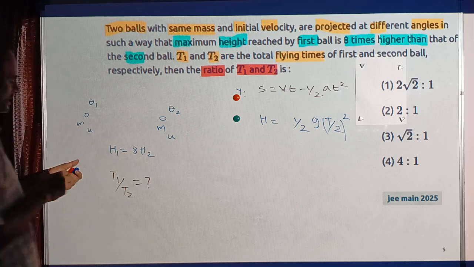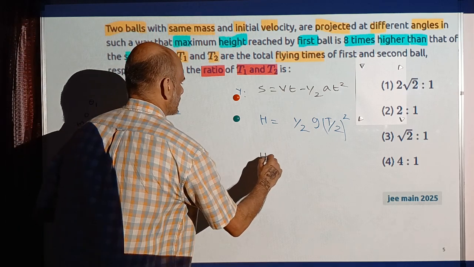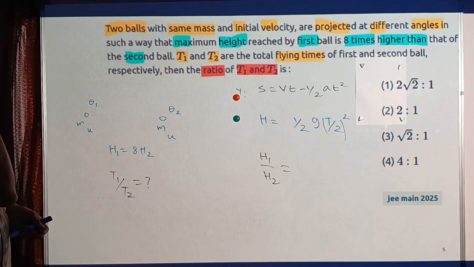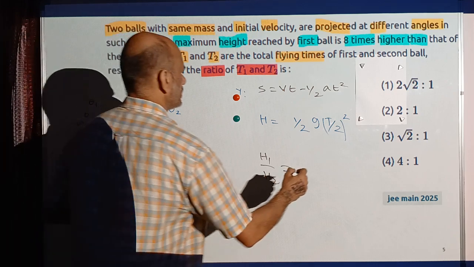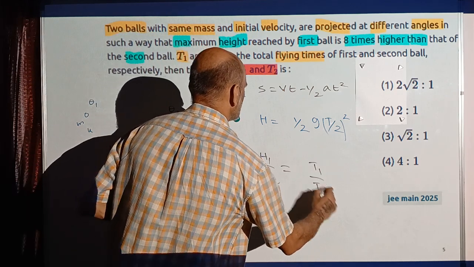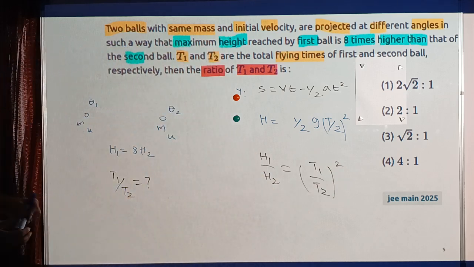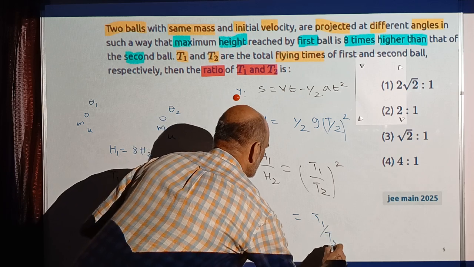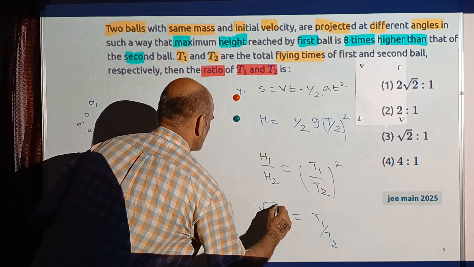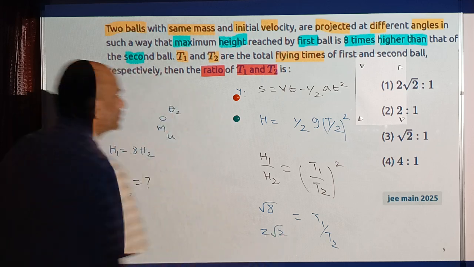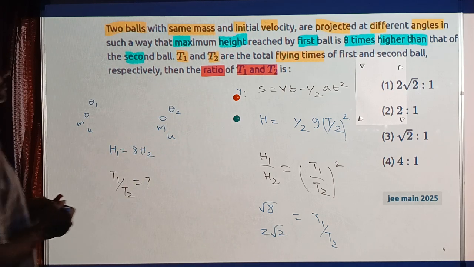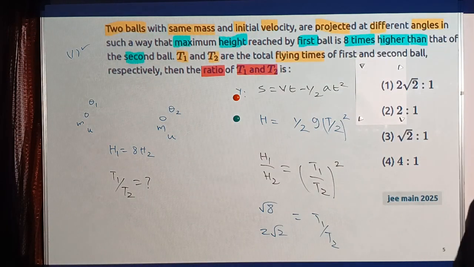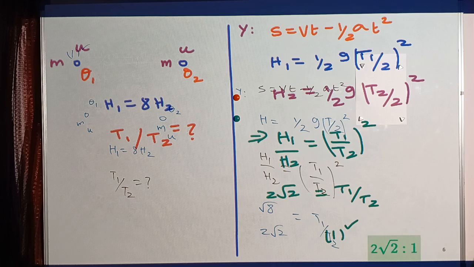So from this, I can get h1 by h2 as (T1 by T2) square. So the ratio of the flight times is the square root of the ratio of the maximum heights, that is square root of 8, that is 2 root 2. So option 1 is the correct answer.